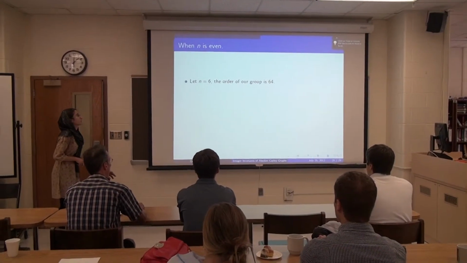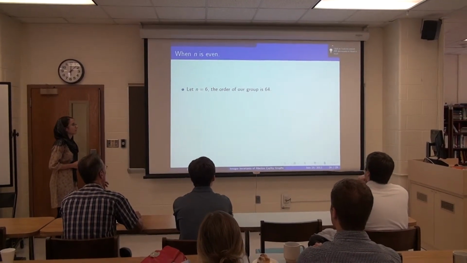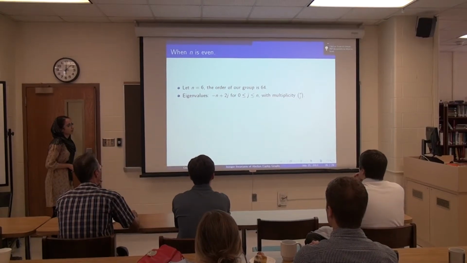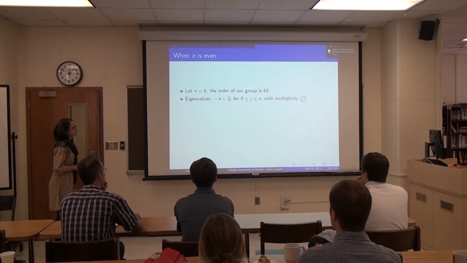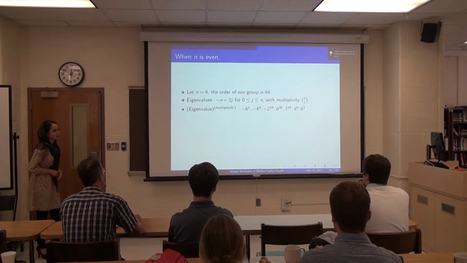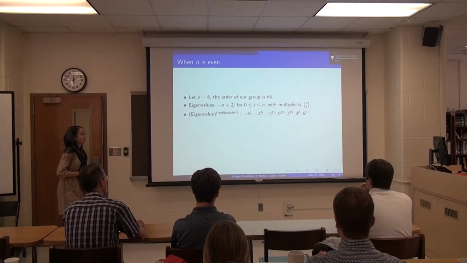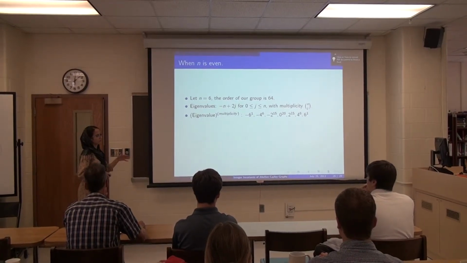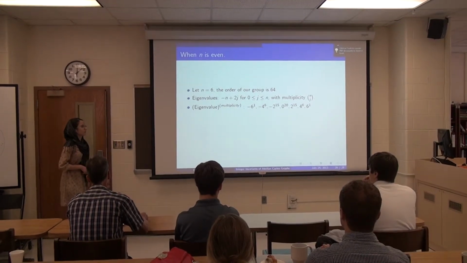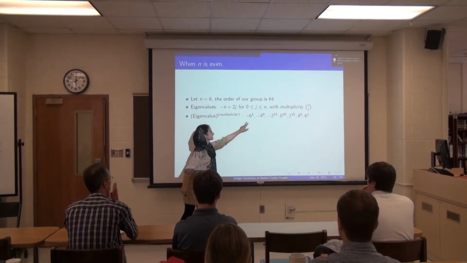So the second case is when n is even, and we picked 6. When n is 6, the order of our group is 64. So again, we have that same eigenvalues formula, and we plug n in for that, and these are the eigenvalues we get with their respective multiplicities. And again, we're not going to know anything about the prime 2, and that's going to cause some problems soon. But what we do know about is 3, which comes from factorizing this.